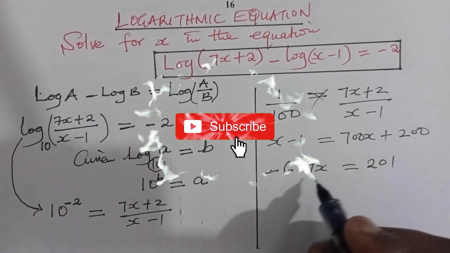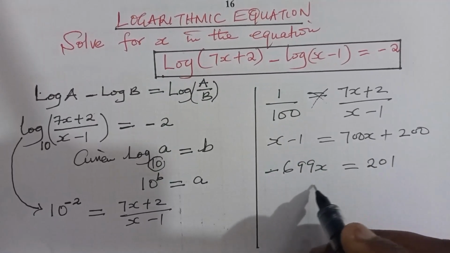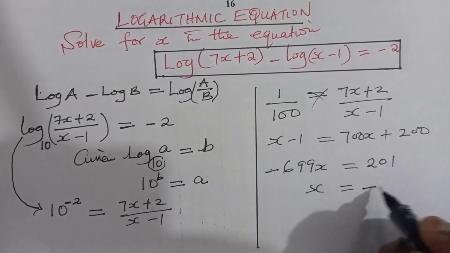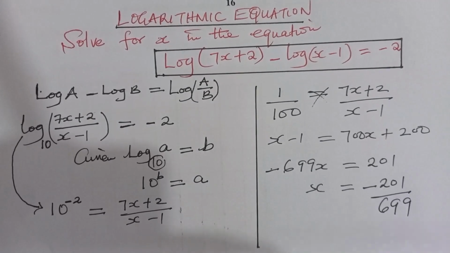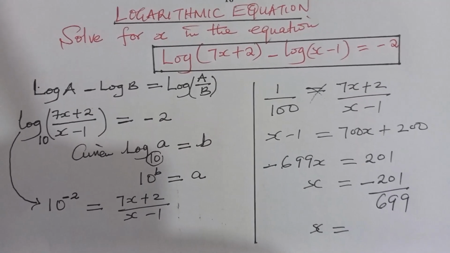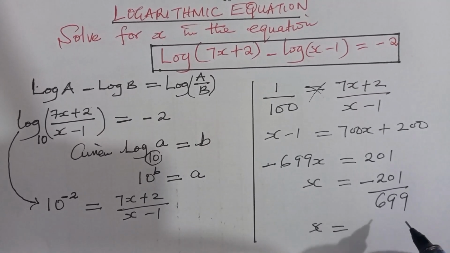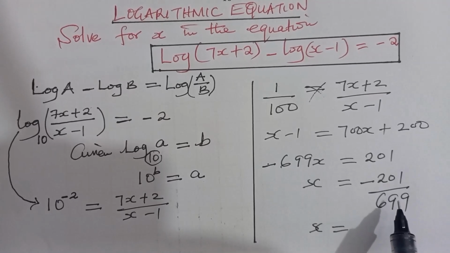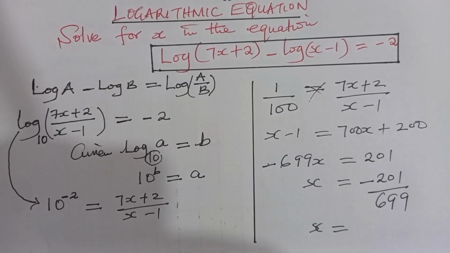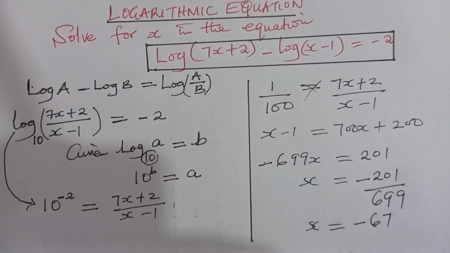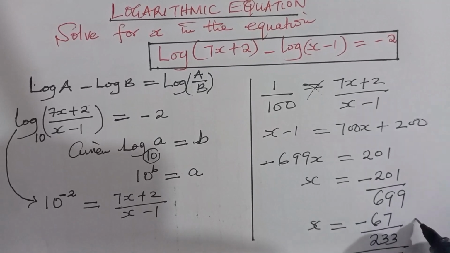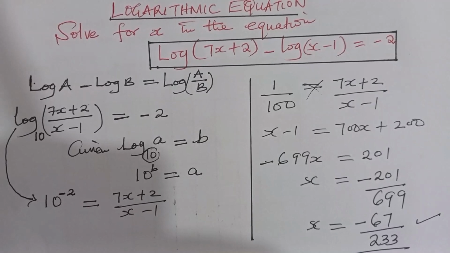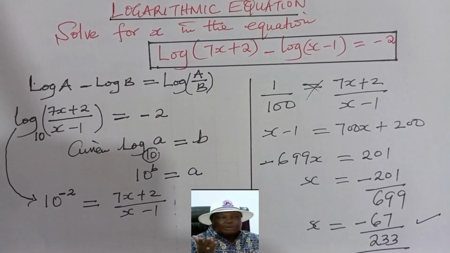To get x, divide both sides by negative 699. When you divide both sides, you get negative 201 divided by 699. When you write this in the simplest form, 201 divided by 699, you have negative 67 divided by 233 as the value of x. And that is how you're supposed to solve for x in that logarithmic equation.